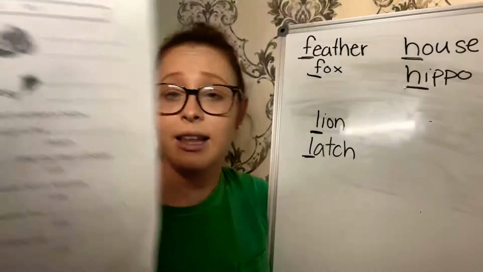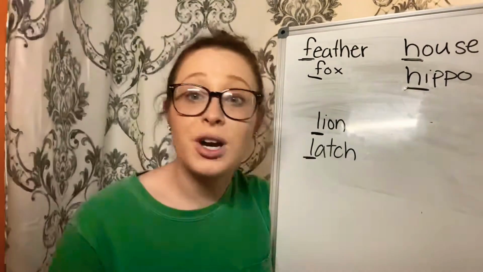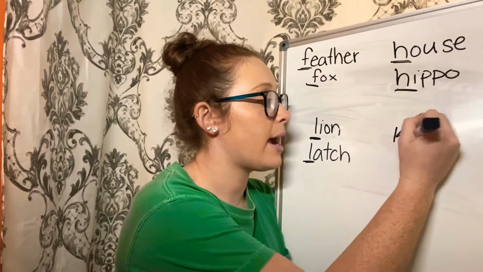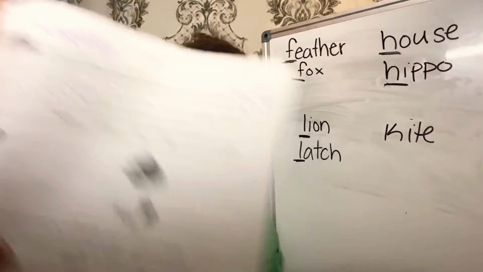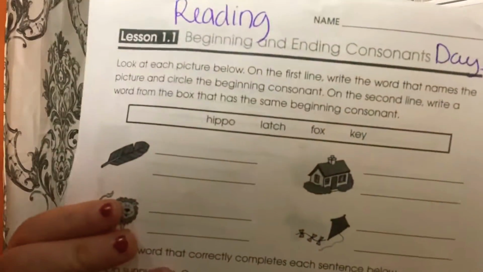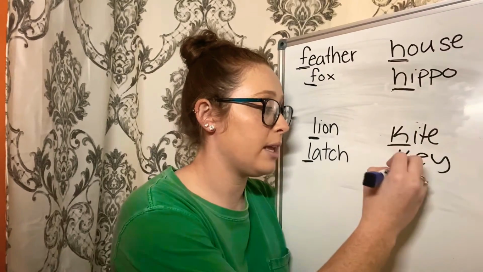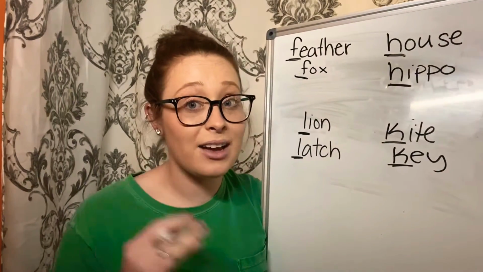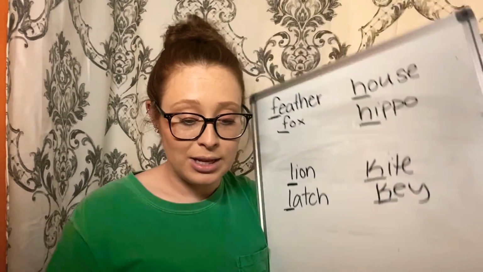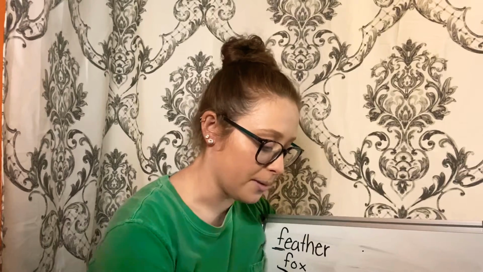Now, look at the last picture over there. It is a picture of a kite. So, I'm going to write kite. Now, there's only one word left. What word is left? Key. Now, do my beginning consonants have the same starting sound? Yes. All right, so now we just did the top part. Let's do the bottom part.